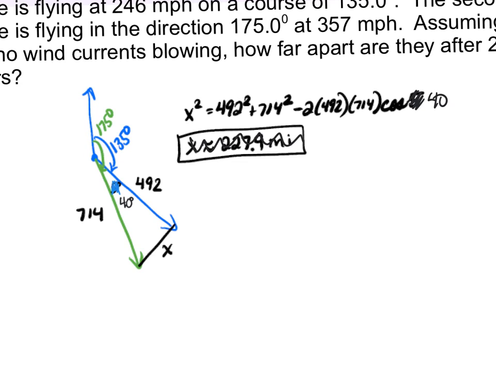492 squared plus 714 squared minus 2 times 492 times 714 cosine of 40. And then I have to remember I have to take the square root. So my answer would be approximately, because it's rounded, 462.2 miles.